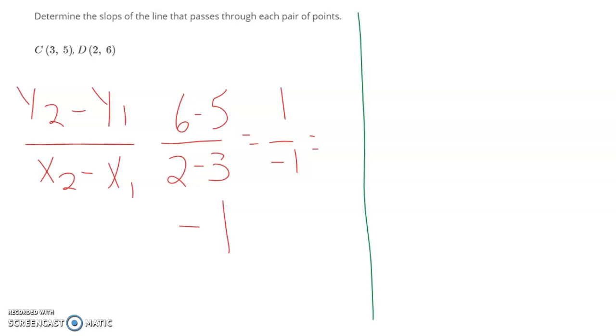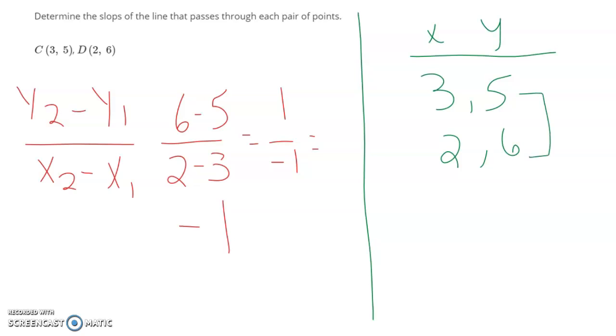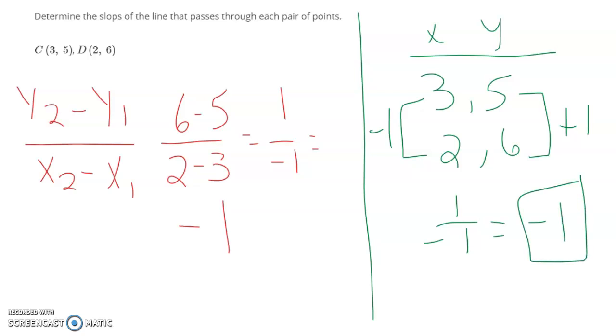By stacked table, I have 3, 5, 2, 6. Here's my x's, here's my y. Change of y, I'm adding 1. Change of x, I'm subtracting 1. It's the y over the x, which is negative 1. Either way you choose to do it, you will get the same answer.